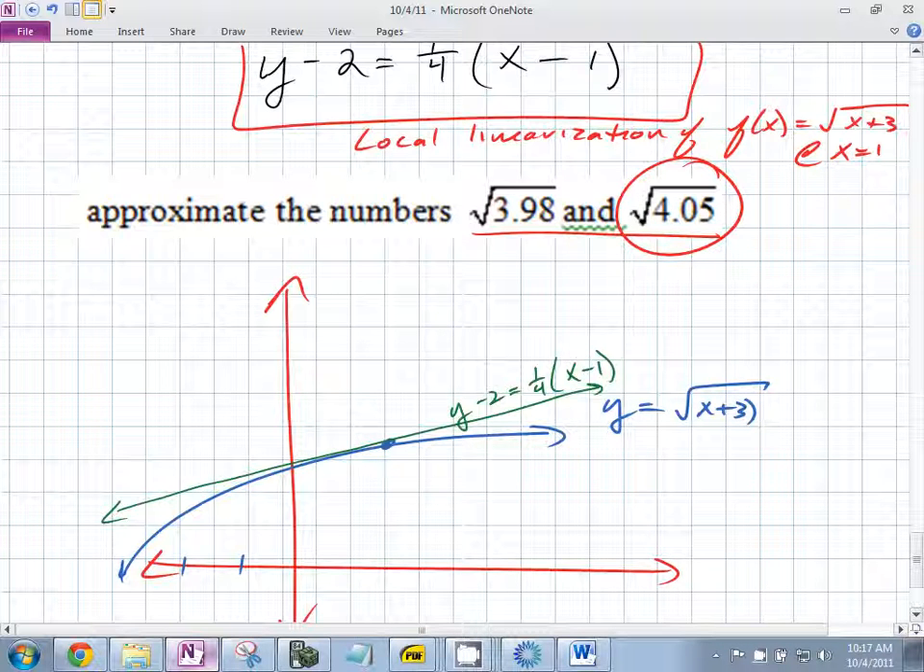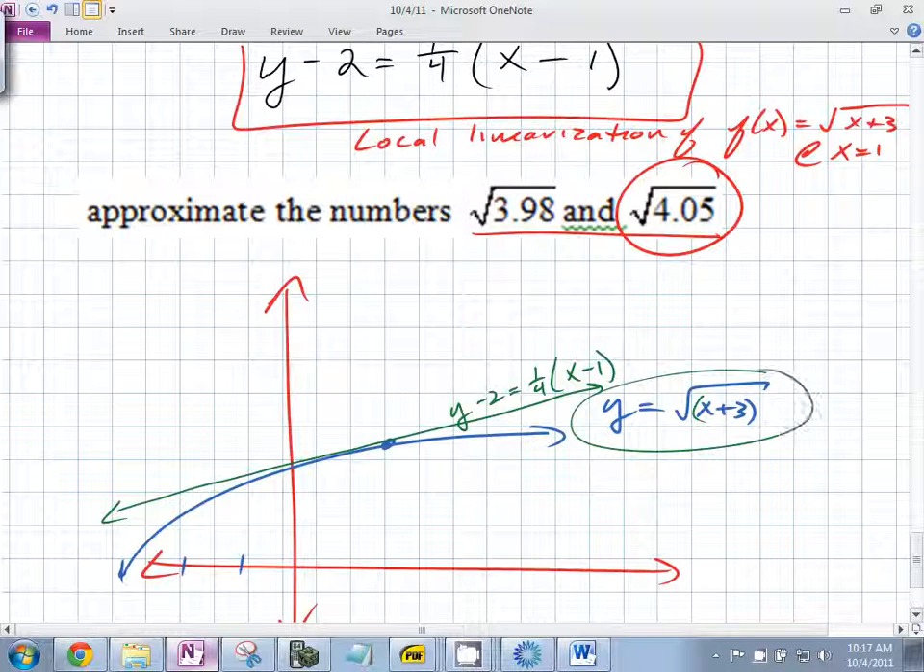What do I plug in where? Okay, so let's look at the original equation here. If I wanted to find the square root of 3.98, what would x be here? 0.98, right? You put 0.98 in. Exactly. So what are we going to do? We're going to take 0.98 and plug it in right there.